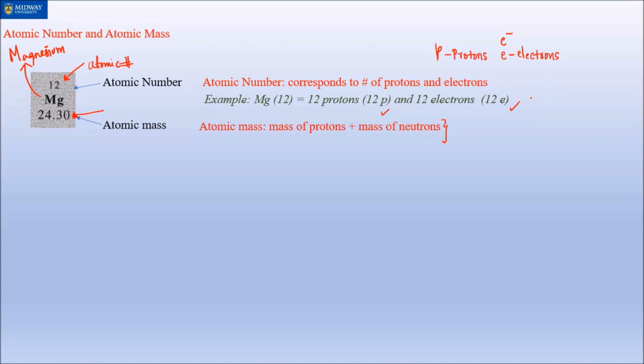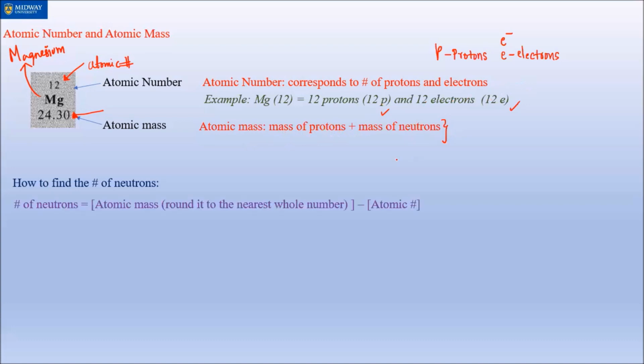You cannot waste time. Now, if you know the atomic number, we know how many protons and electrons we have. But we still don't know how many neutrons we have, because the atomic mass itself does not offer a precise definition for how many neutrons we have. But there's a way we can calculate it. So how to find the number of neutrons? Number of neutrons is atomic mass rounded to its nearest whole number minus your atomic number.